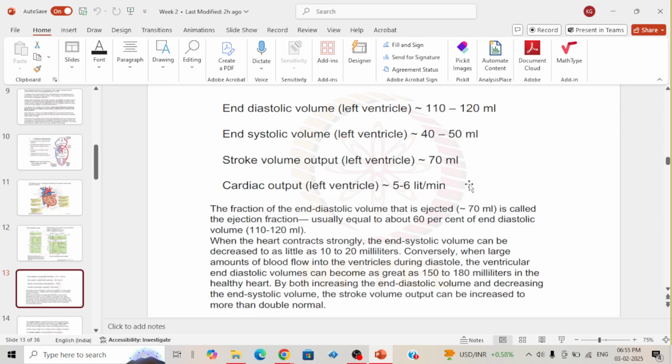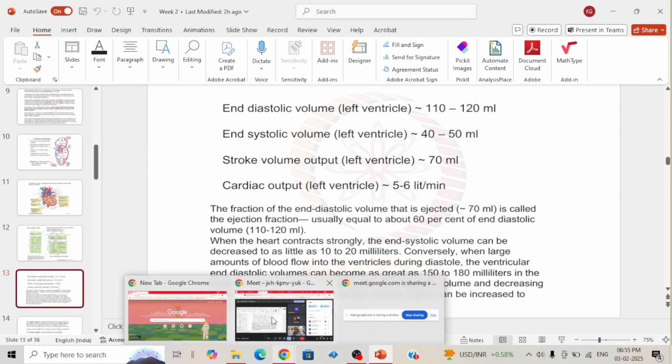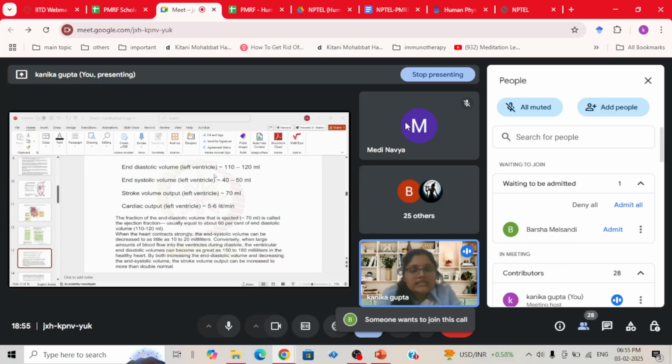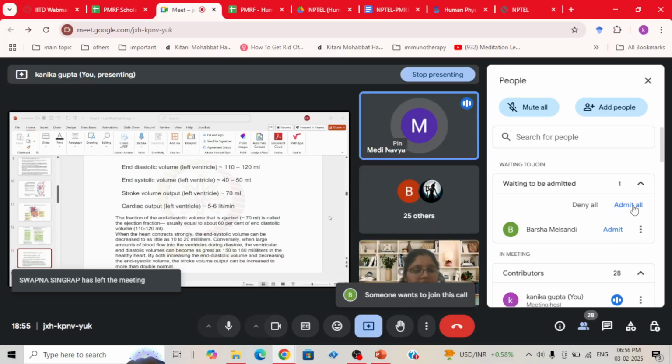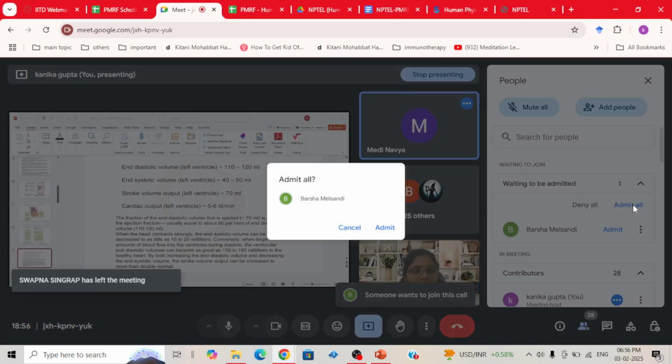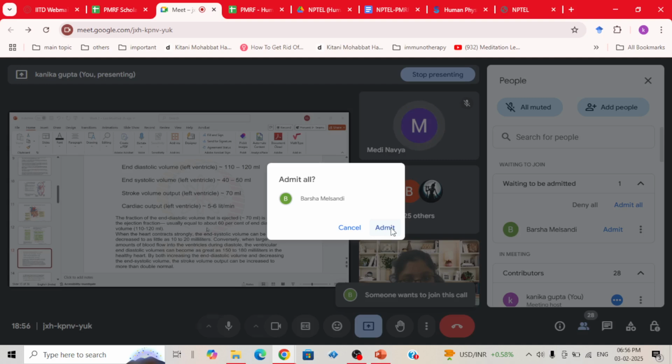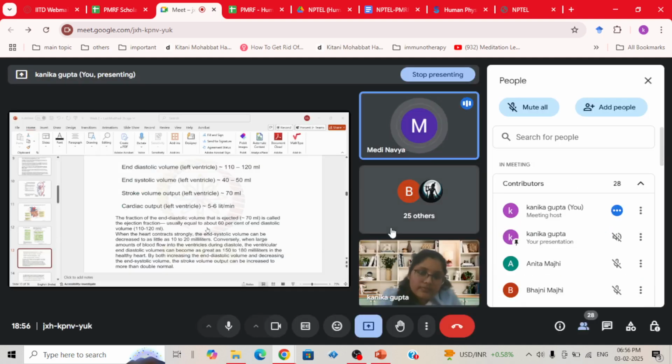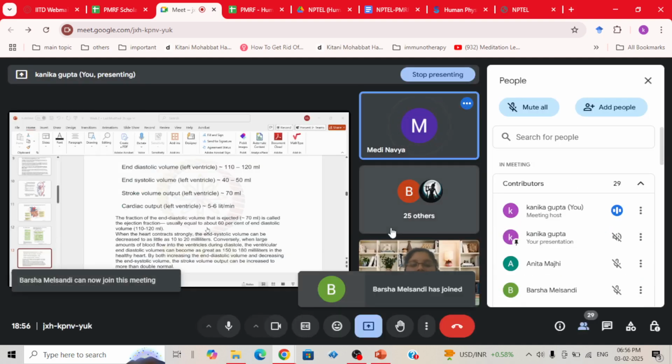So it is said that the cardiac output is... Yes, ma'am. Ma'am, when that blood will enter the systemic aorta, the remaining 40 to 50 ml of blood, this is the amount which stays in the ventricle. If it stays in the ventricle only, nothing will happen, ma'am. No, no, no, no. It is a very normal condition.